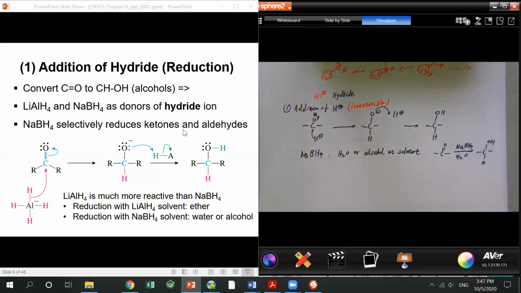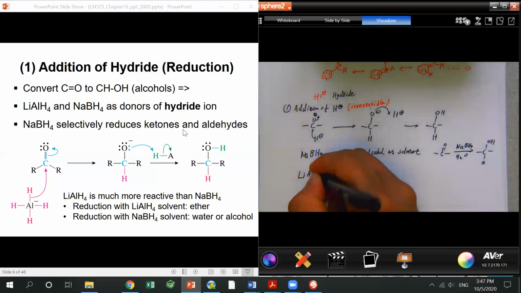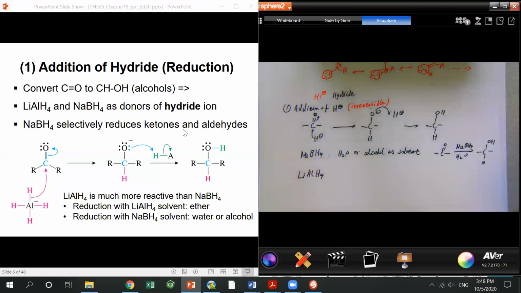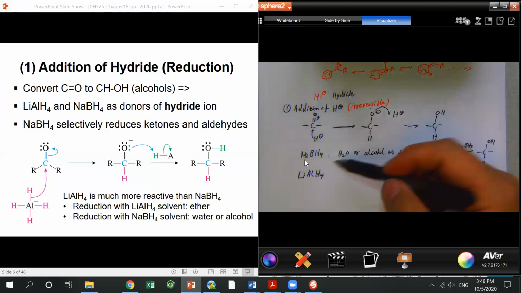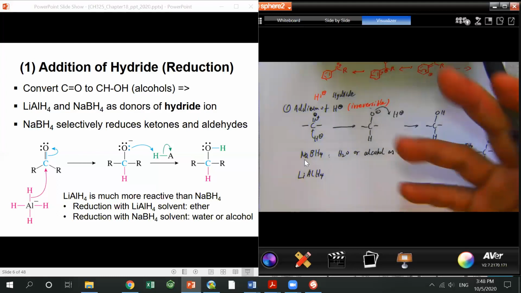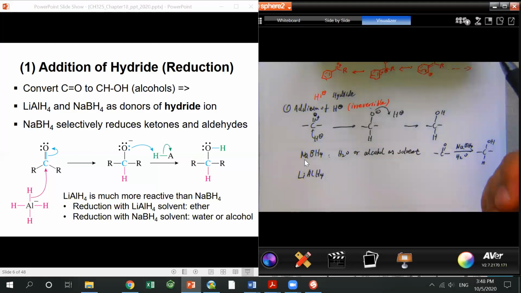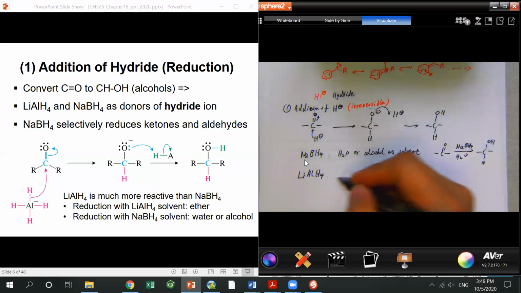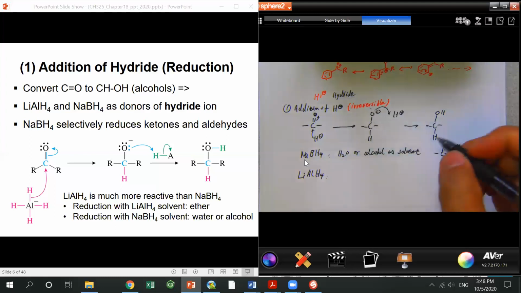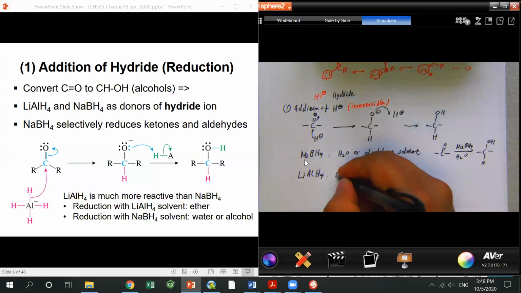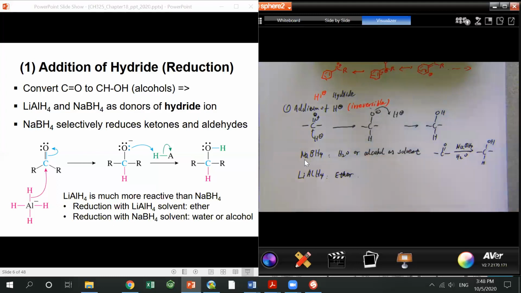But for lithium aluminum hydride, it is a much stronger reducing reagent, and it reacts vigorously with water or alcohol. If you pour some water into lithium aluminum hydride, it generates a lot of hydrogen gas and a lot of bubbles. So that requires using an inert solvent, like ether, to do the reduction reactions.